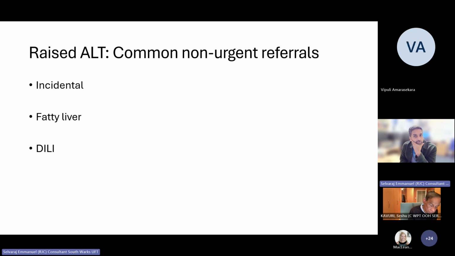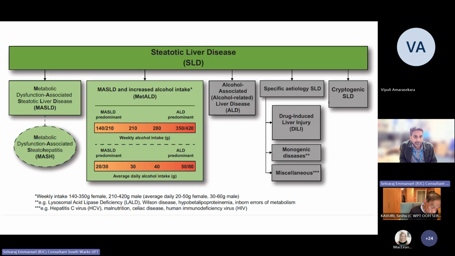Some of the common non-urgent referrals we get for raised ALT are mainly incidental, and the two most common causes are fatty liver and DILI. So I'm just going to go into a little bit more detail for those two conditions.